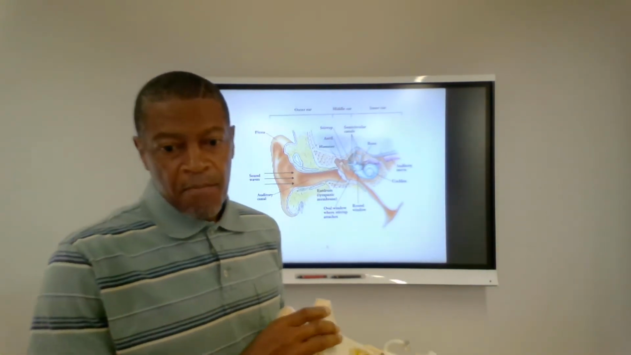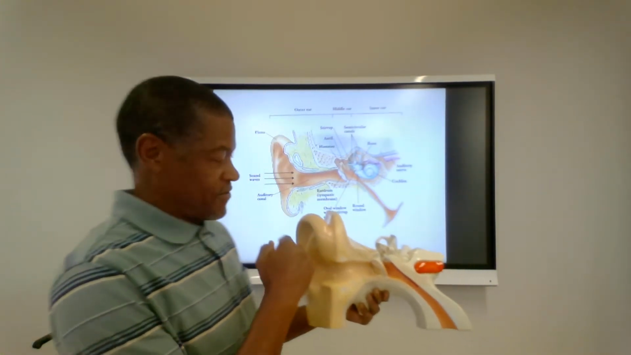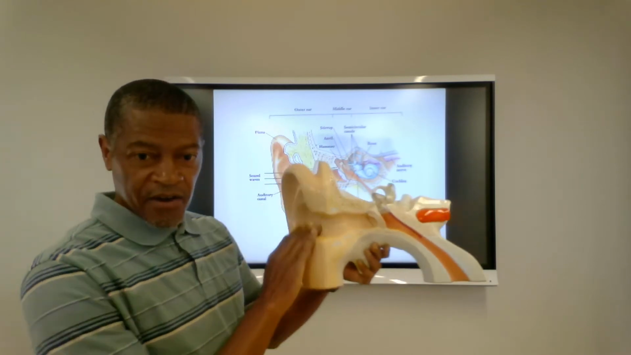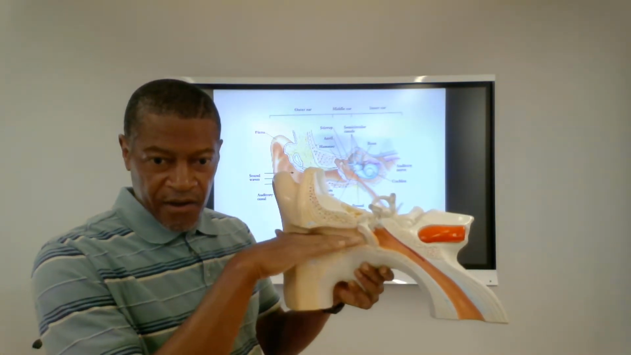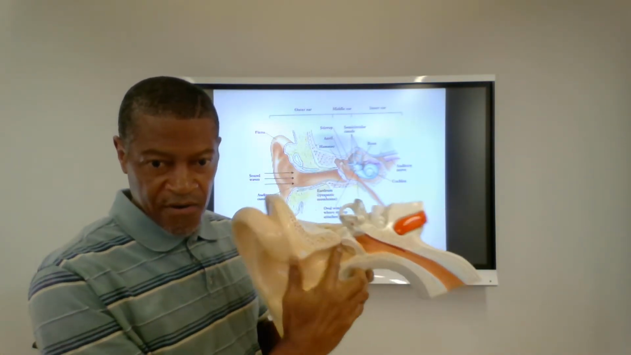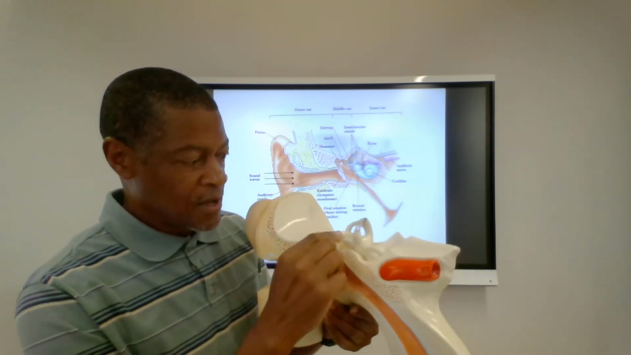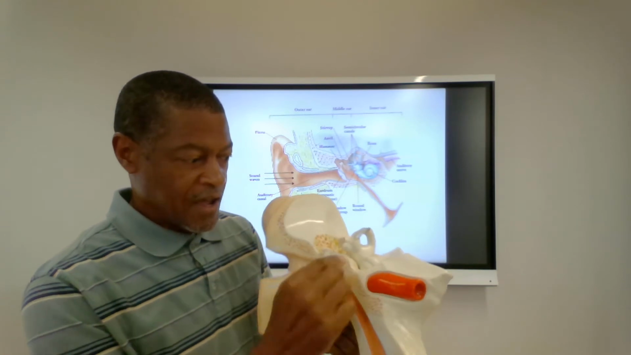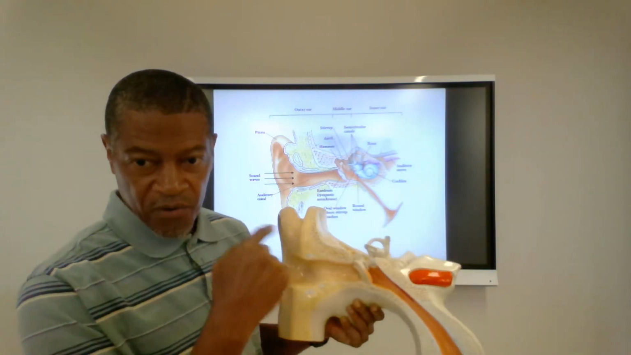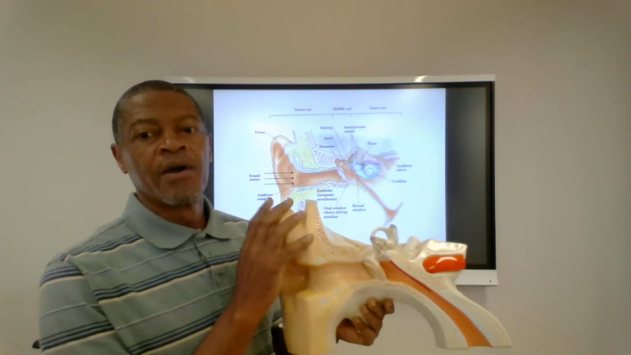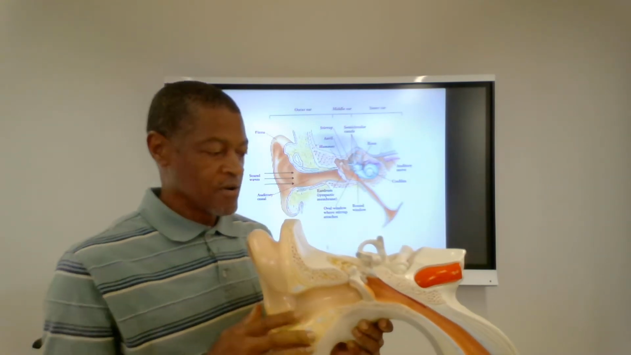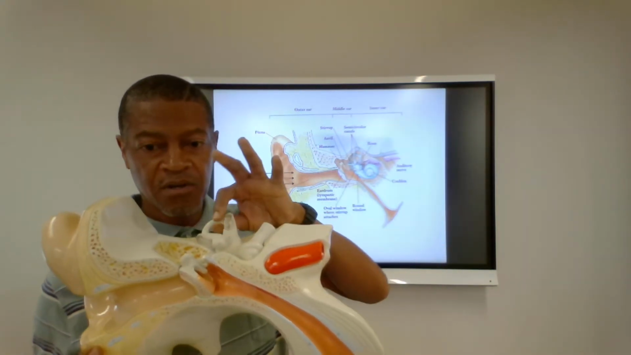So, in the same model that you see there, right there, ear, external canal, drum, this vibrates, makes these bones move, and then you go to the inner ear, but we've only gotten right now into the outer and middle ear. So, we think about the bones.